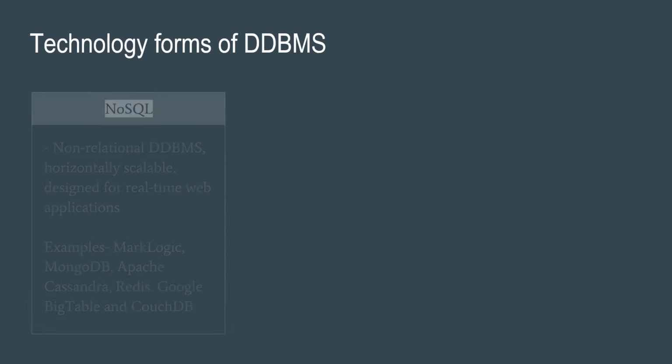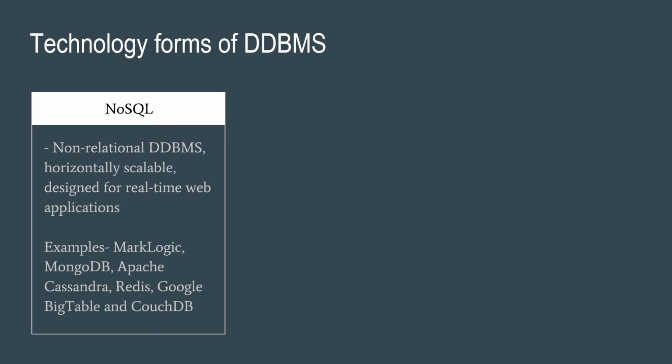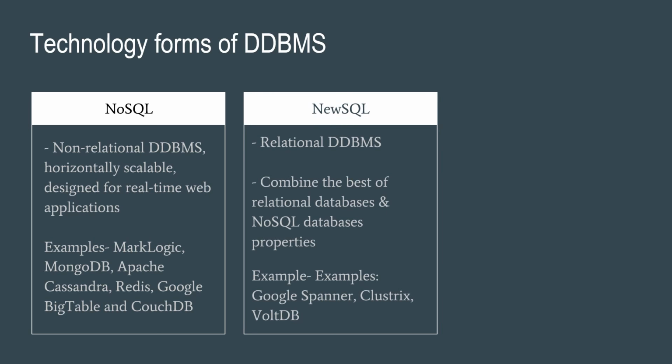Moving on, NoSQL is also considered a non-relational distributed database management system, which is horizontally scalable and designed for real-time web applications. The examples are MongoDB, Apache Cassandra, Redis, Google Bigtable, and CouchDB. Then NewSQL, which is a relational distributed database management system, combines the best of relational database and NoSQL database properties. The major examples are Clustrix, Google Spanner, and VoltDB.